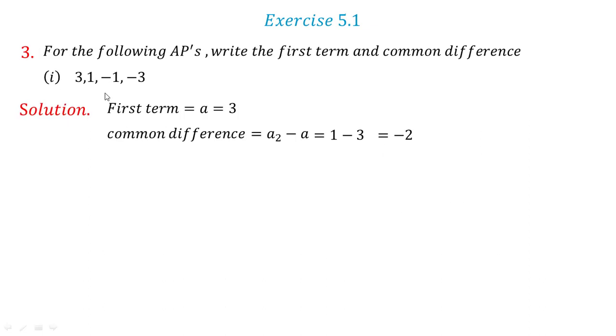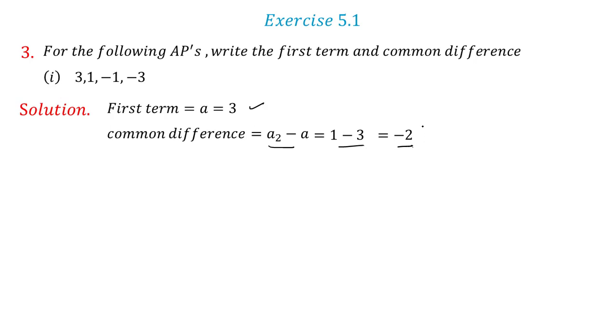The third type of question is: for the following AP, write the first term and the common difference. You have to write the first term and the common difference. The number present at the beginning is your first term. So here the first term is 3, and for the common difference, from the second term subtract the first term. This is your common difference.